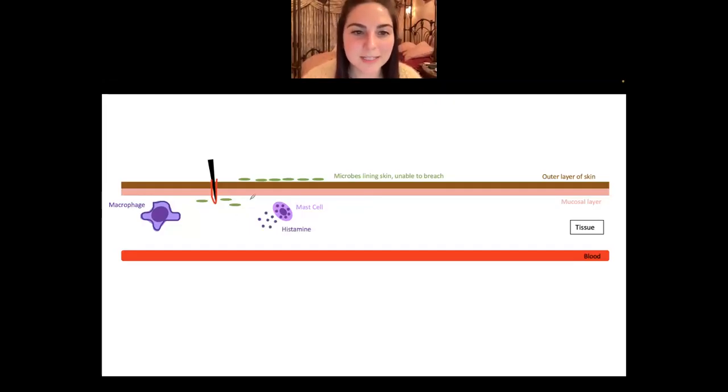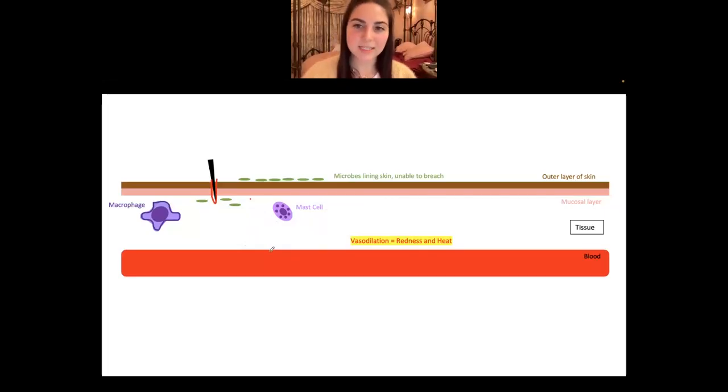One of the first things that happens is mast cells, which are located in the tissue, right here. They're going to secrete histamine, which is going to go to the blood and cause vasodilation. This is what's responsible for the redness and the heat aspect of the inflammatory response. It's not on here, I just didn't have enough time to put it in, but macrophages can also secrete, as we talked about, IL-1, TNF alpha, IL-6. The end result is the same. You get vasodilation of the blood vessels located right there.